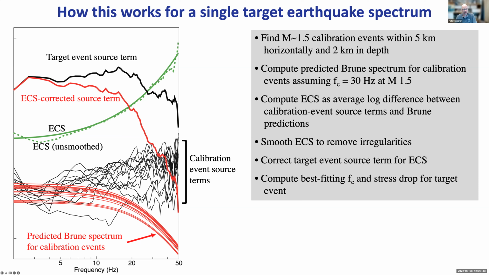EGF function, shown as green, is just the difference between those. And then we subtract that black curve to get the red curve, which is our new source term then that's been corrected for Q.